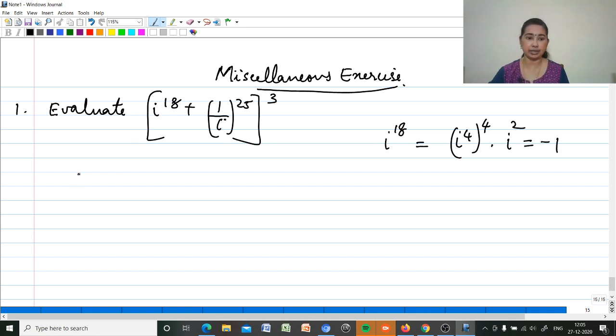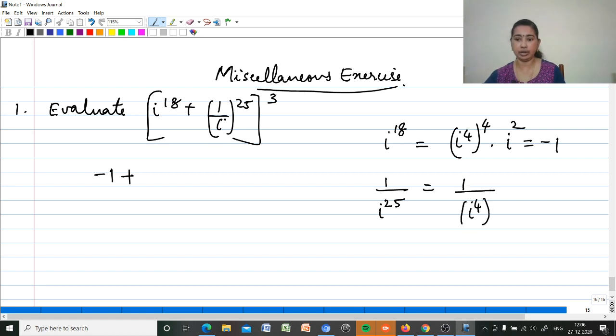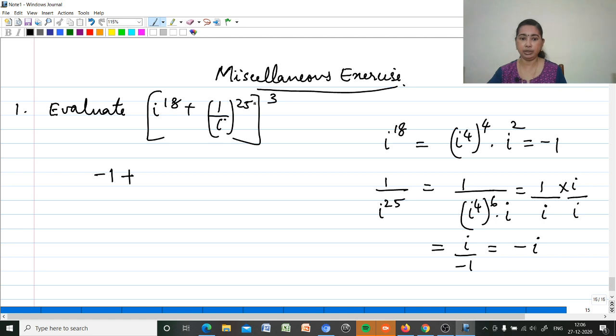So we can write this as minus 1 plus, same way we have to find what is 1 by i raised to 25. So again we have to write in terms of i raised to 4. I raised to 4 raised to 6 is i raised to 24 into i. So that is 1 by i. 1 by i multiplied by i in the numerator and denominator, we are getting i by minus 1, which is minus i. So 1 by i raised to 25 is minus i, whole cube.